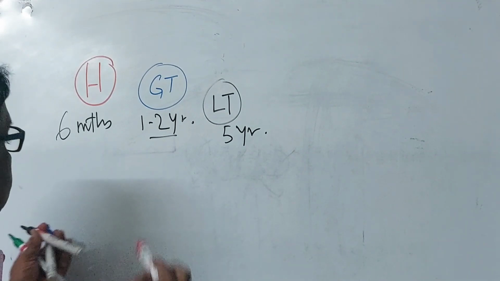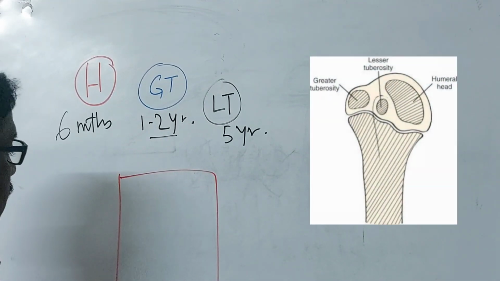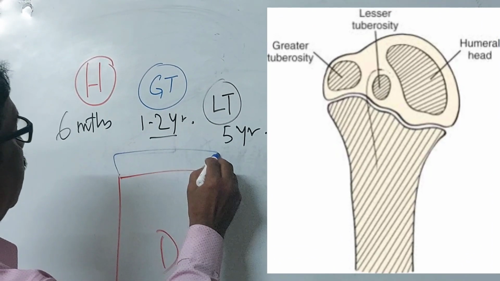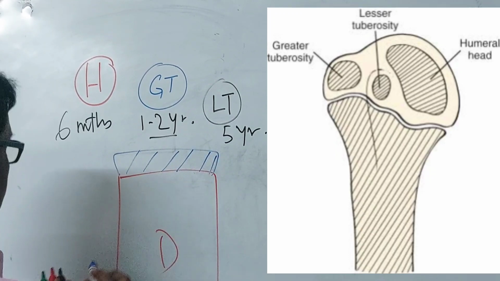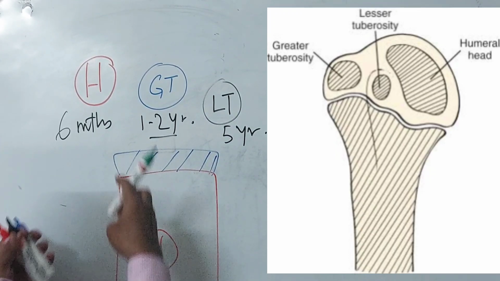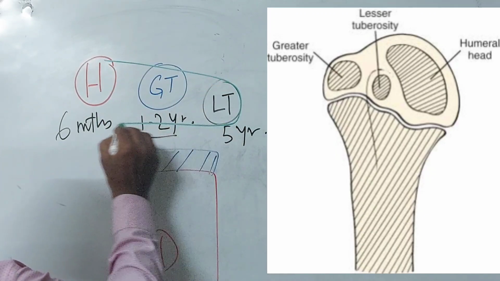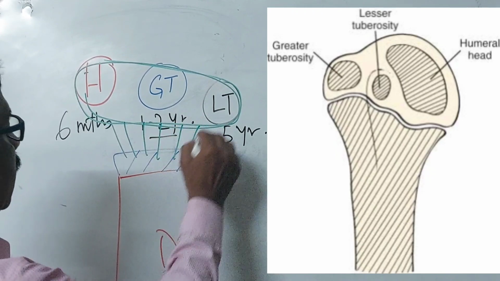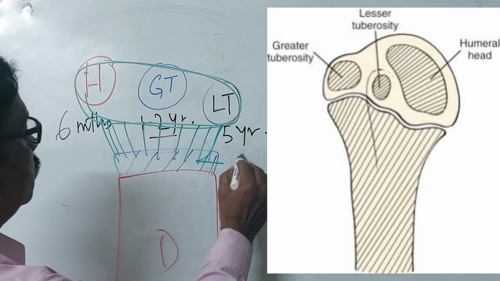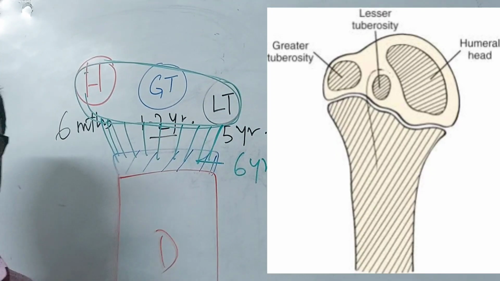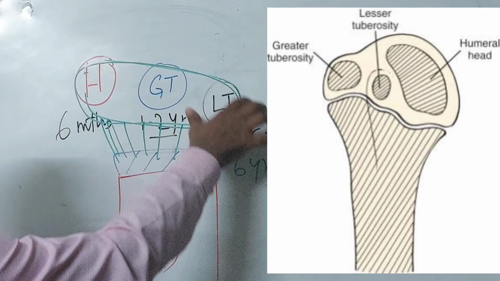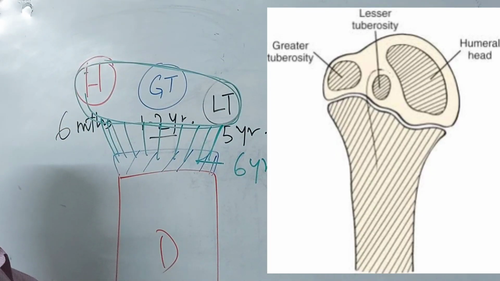And here is the diaphysis, and this is the intervening epiphyseal cartilage. So these three epiphyses will join together and then fuse with the diaphysis at around 6 years after birth. So all these three epiphyses become fused to form a compound mass, called compound epiphysis.